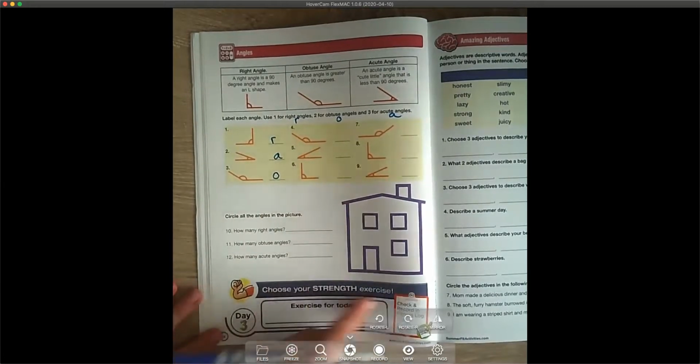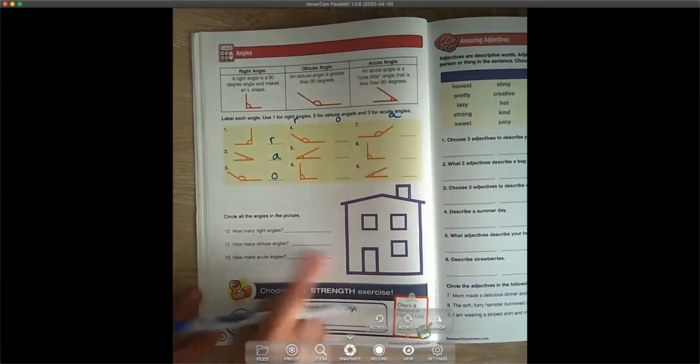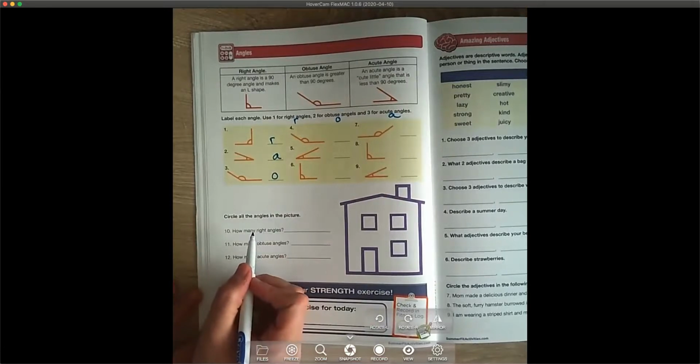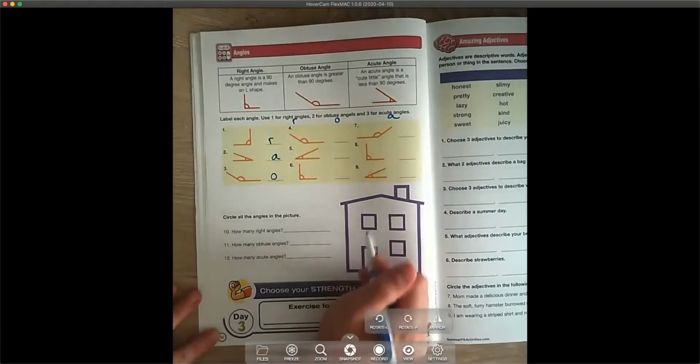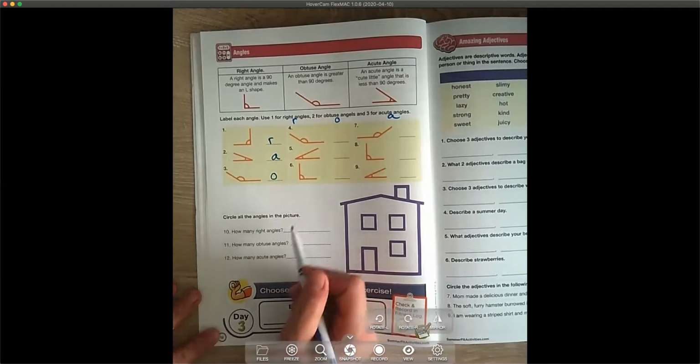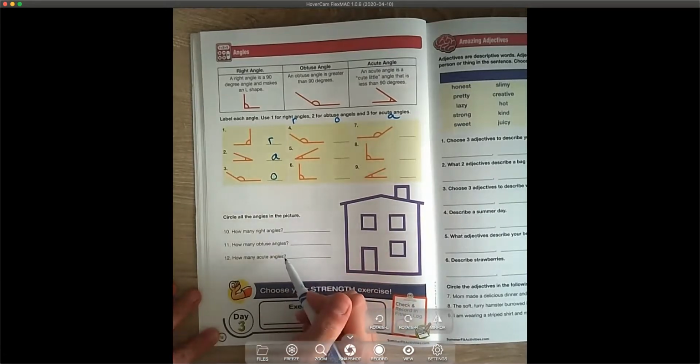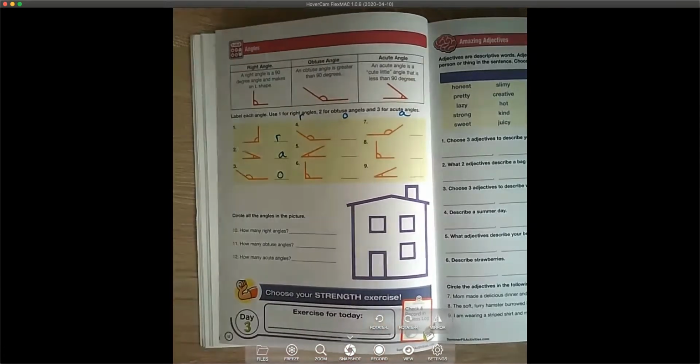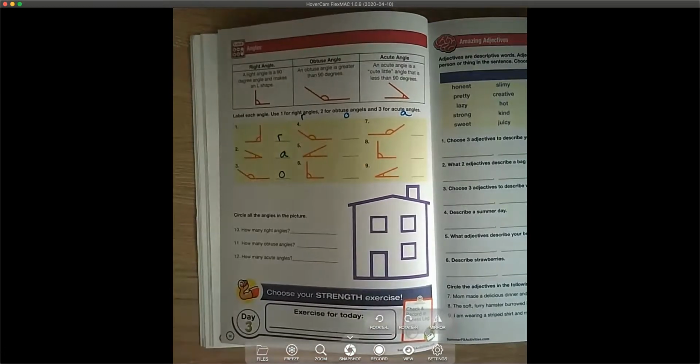For 10 through 12, they're going to use this picture here to help them figure out how many right angles there are. I would circle as they go through and count up the circles, how many are obtuse and how many are acute. Then they need to do a strength exercise. All they have to do is tell me what exercise they did to practice strength.